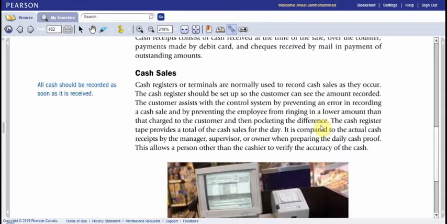So that's wrong, and the customer can help in controlling this by actually looking at what's being rung in on the cash register. So that's one step. That's one control procedure. That's a good thing. Okay, so remember that. You want to remember this. How can a customer help with controlling cash? So you want to remember that. Okay, let's go to the next page.